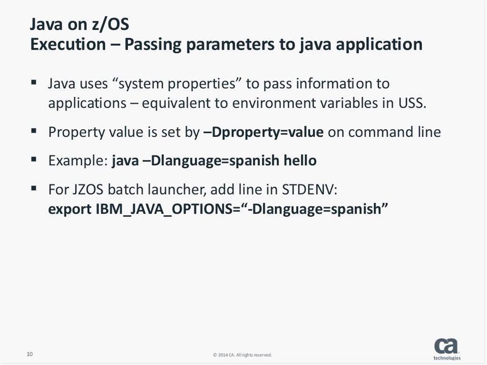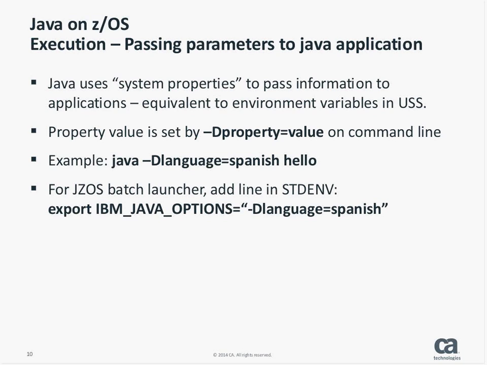With complicated applications, you may want to pass more parameters to the application. Java uses a mechanism called system properties to pass information to applications, and that's generally passed on the command line by something like a -D option, where you give a property name and a value. For example, if we wanted the hello application to check the value of a system property language to determine how to say hello, we would be able to pass a language property with a value when we execute hello.